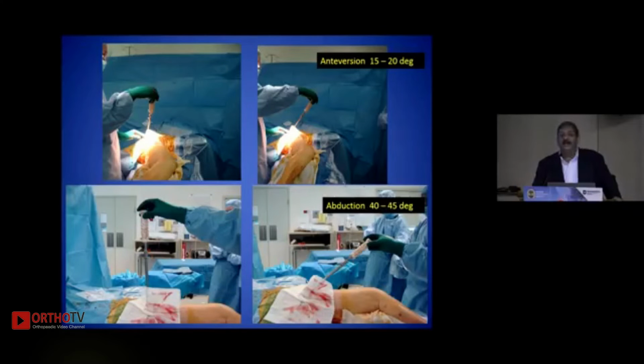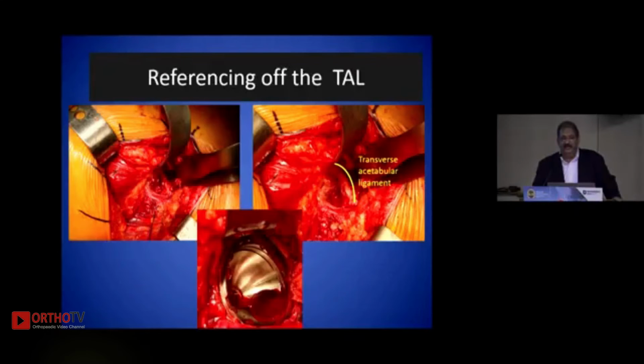So looking at the patient from the bottom end is where you fit in the anteversion, which is 15 to 20 degrees, while looking at the patient from the back is how you fix the inclination, or abduction as we call it, 40 to 45 degrees. The TAL, or the transverse acetabular ligament, is crucial in restoring the version, and it is a landmark which is present in most of the hips, whether we do a complex primary or even actually in most revisions as well.